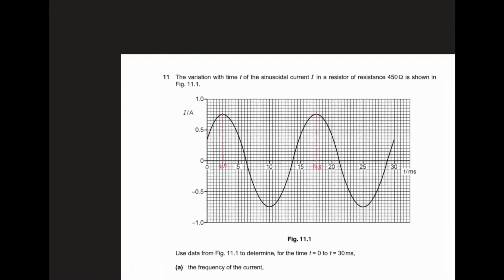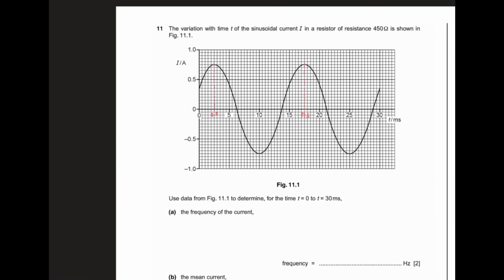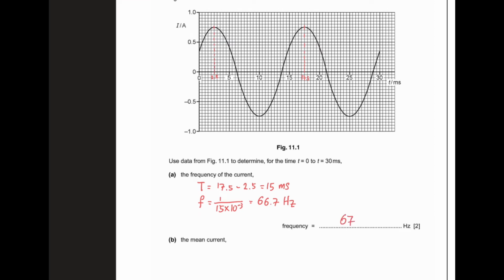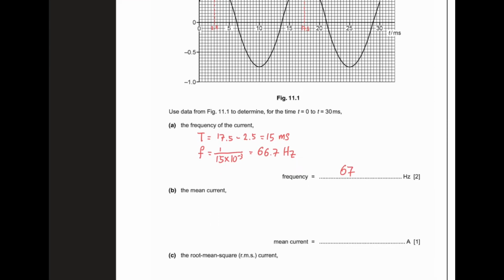So the period is 17.5 minus 2.5, 15 millisecond. The frequency is 1 over period. So you get 66.7 hertz, or round off to 67 hertz.